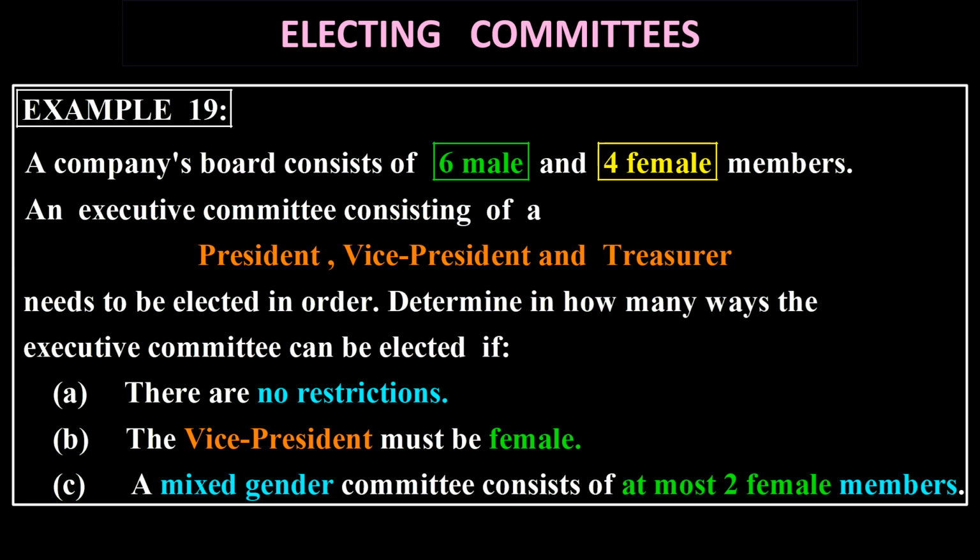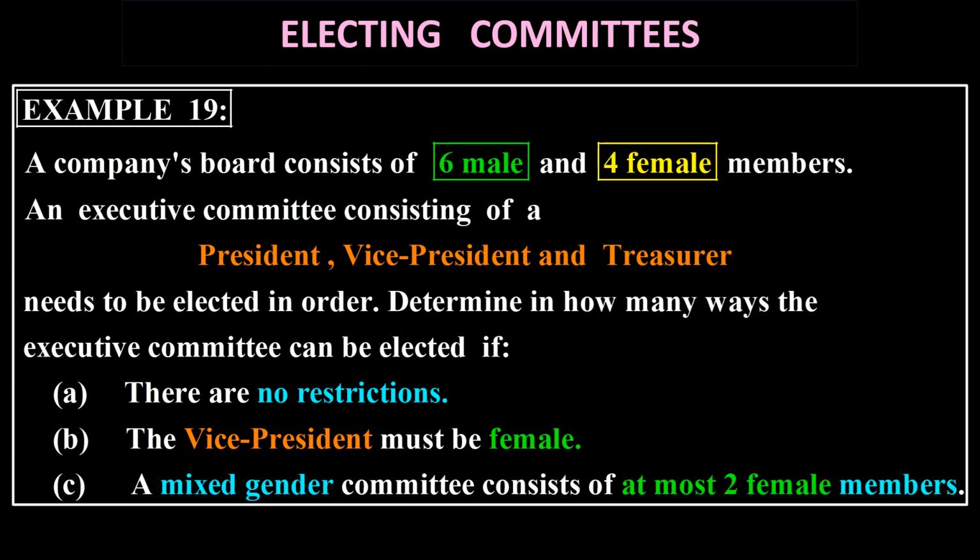This company's board consists of 6 male and 4 female members. So they've got 10 members there. Now, an executive committee consisting of a president, a vice president, and a treasurer needs to be elected. Determine how many ways the executive committee can be elected if, (a) there are no restrictions.